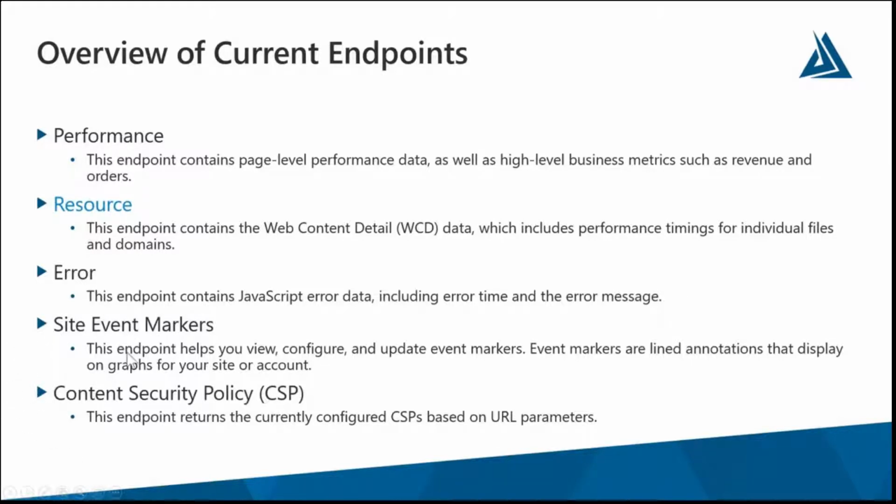So site event markers, if you're not familiar with those, these are line annotations that display on the graphs for your site or account. In other words, these mark significant events on the graphs over time in a blue triangle. So this could be major browser updates, or outages, or any of those sorts of things. And what's great about the API is you can view, configure, update these event markers, essentially manage these things.